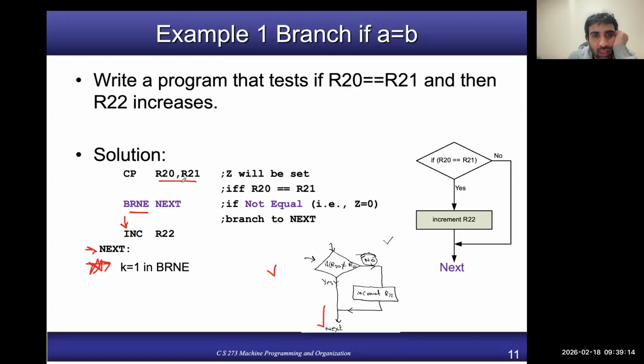Again, here we are saying compare R20 and R21, which will subtract the value of R21 from R20, and based on that, the Z and C flags will be set. Now we look at this condition. If they are not equal, go to the next. So we are writing the same thing: branch not equal, go to the next, right? But if they are equal, then don't go to the next and execute the next instruction in the sequence. The next instruction in the sequence is increment R22, and then we will go to the instruction following increment R22.